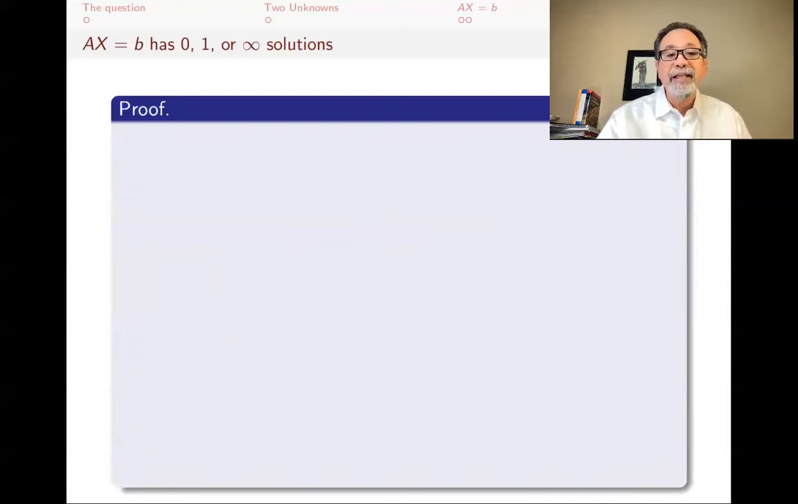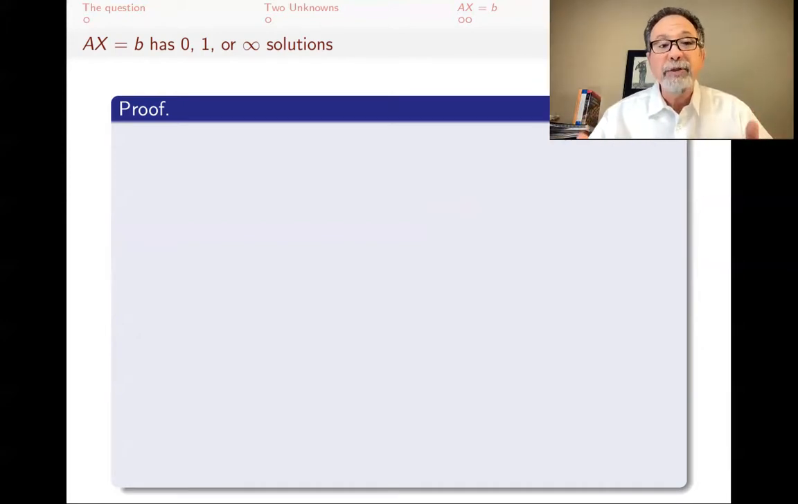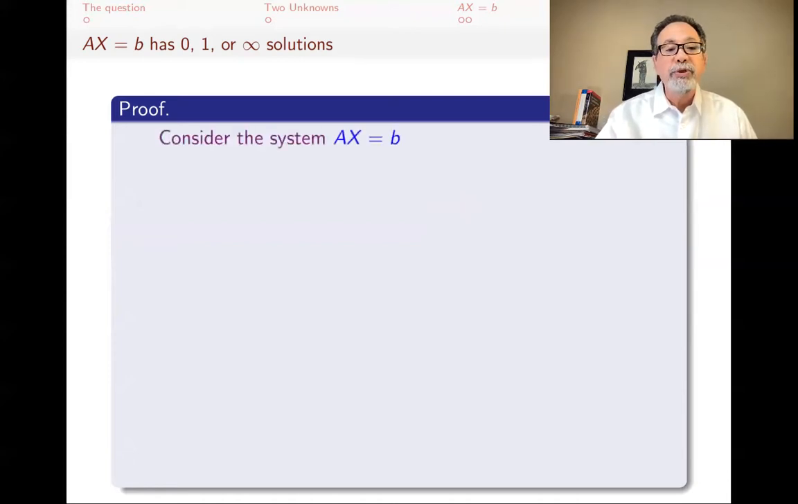So how are we going to prove that every system of linear equations has 0, 1, or infinite solutions? First of all, we don't write down a system of linear equations. What do we write? We write AX equals B. So from now on, whenever I want to think about a system of linear equations, I say AX equals B. A is the coefficient matrix, B is the right-hand side vector, and X is the vector of unknowns.